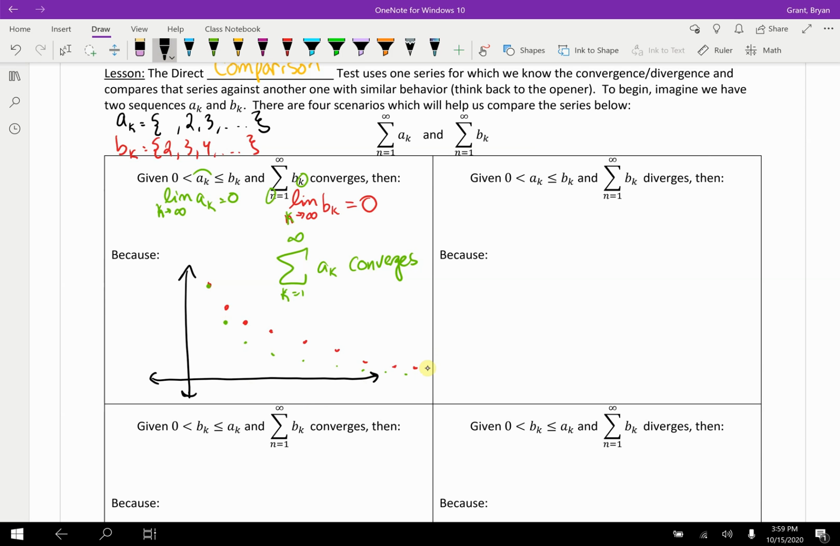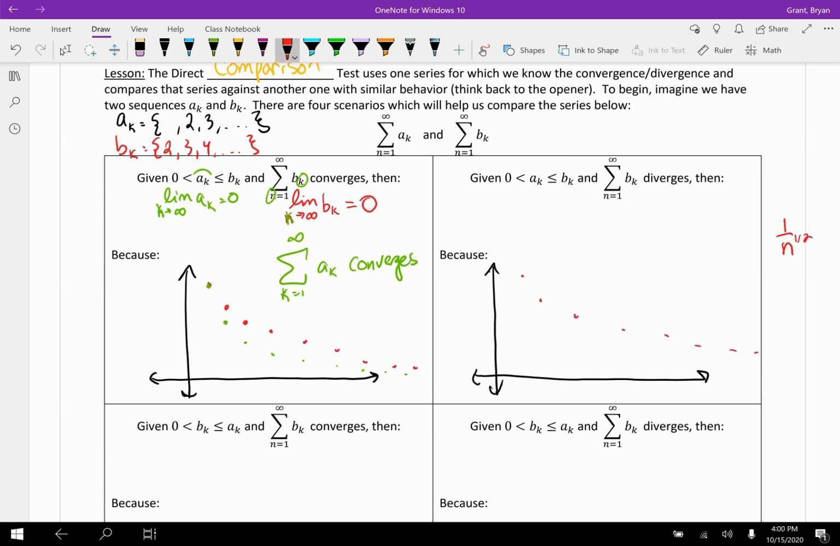All right, given this same situation where we have a sub k and b sub k greater than 0, a sub k less than b sub k, and we know b sub k diverges. Well, what does divergence mean? Divergence could mean that my terms still get closer to 0. Think of the sequence 1 over n, right? 1 over n gets close to 0 and the series diverges. But we could also maybe even think of something like 1 over n to the 1/2, right? Gets closer to 0 too, something like that.